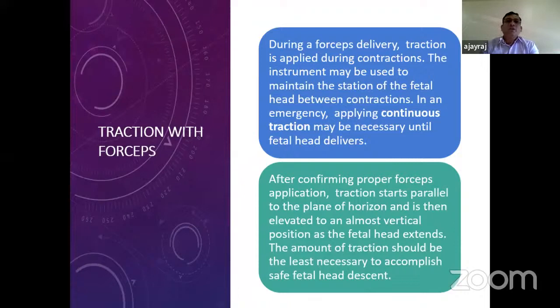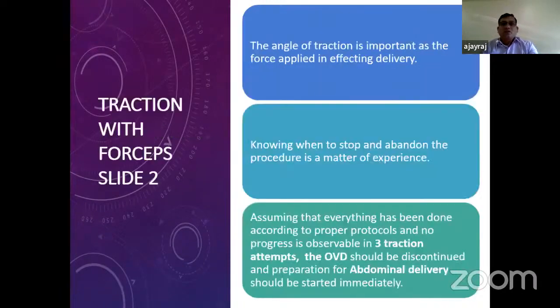In an emergency, applying continuous traction may be necessary until the fetal head delivers. In the last stage, even without contraction, we can gradually apply some force to deliver the fetal head. After confirming proper forceps application, traction starts parallel to the plane of the horizon. First, we have to apply some pressure in a horizontal direction and then gradually to an almost vertical position. We have to maintain the axis of the birth canal, so we can have a safe fetal head descent. The angle of traction is important as is the force applied in effecting delivery.